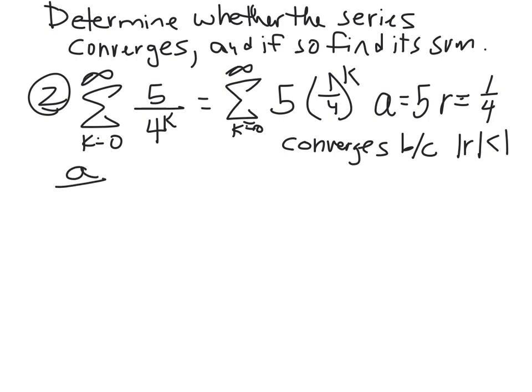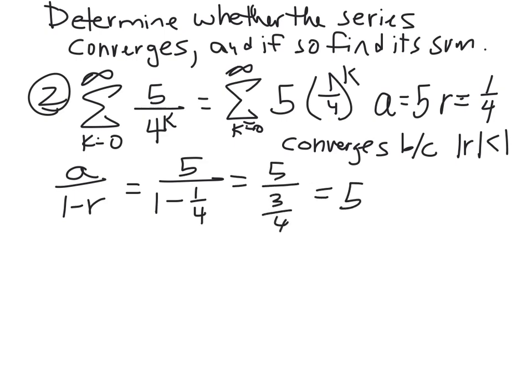We use the a over 1 minus r formula. So 5 is the first term divided by 1 minus 1/4. So that's 5 divided by 3/4. So that's 5 times 4/3, which is 20/3. So the sum of all of the infinite terms in that series comes out to 20/3.